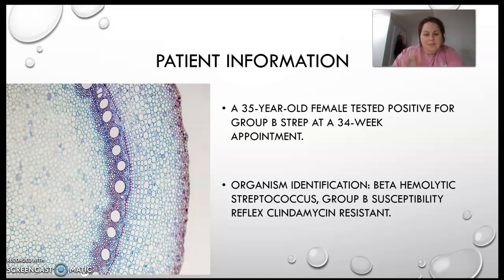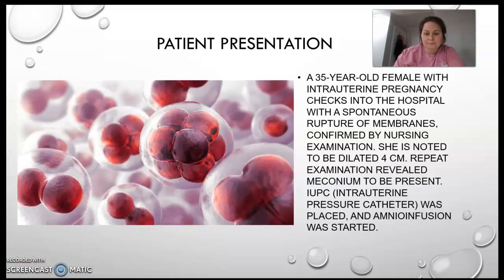My patient information is a 35-year-old female who tested positive for group B strep at her 34-week appointment. The organism identification was beta hemolytic streptococcus. Group B strep susceptibility reflex was clindamycin resistant. It was identified as strep agalactiae.